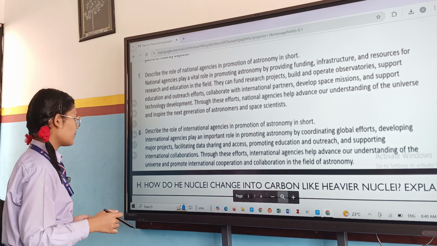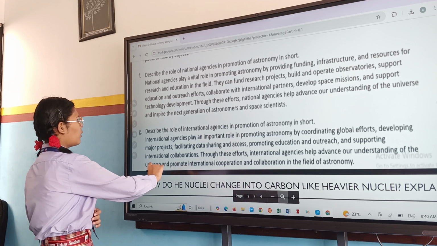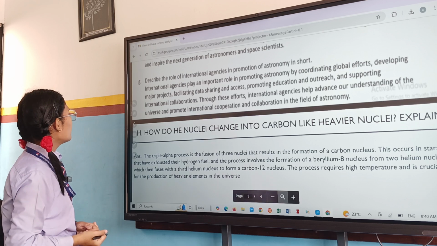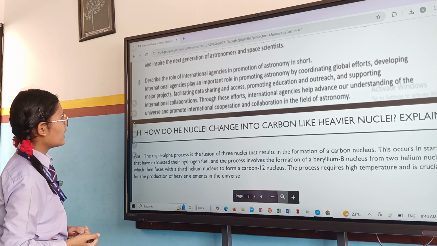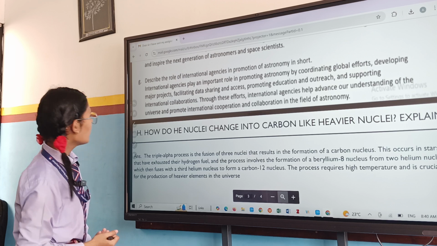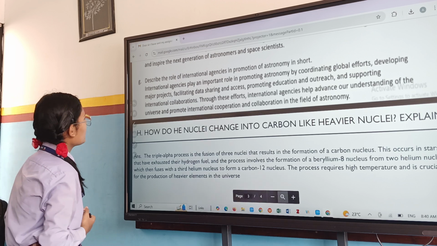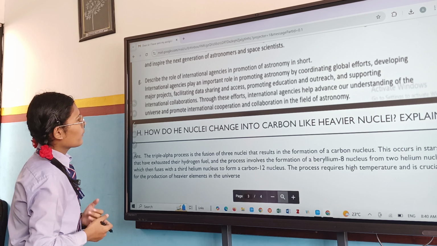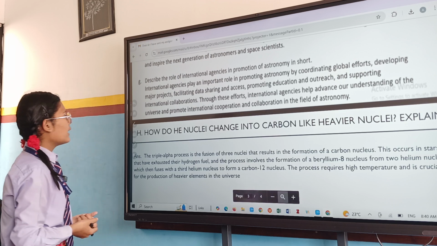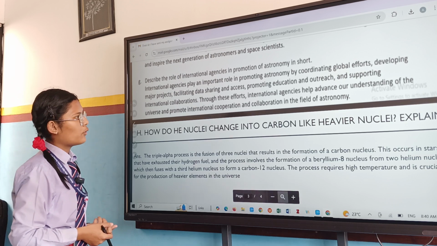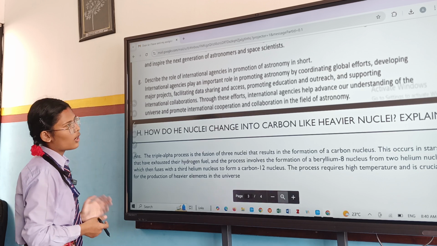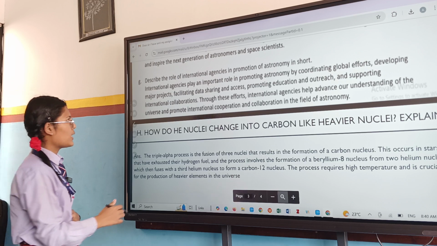Through these efforts, national agencies help advance our understanding of the universe and inspire the next generation of astronomers and space scientists. Describe the role of international agencies in promotion of astronomy in short. International agencies play an important role in promoting astronomy by coordinating global efforts, developing major projects, facilitating data sharing and access, promoting education and outreach, and supporting international collaborations. Through these efforts, international agencies help advance our understanding of the universe and promote international cooperation and collaboration in the field of astronomy.